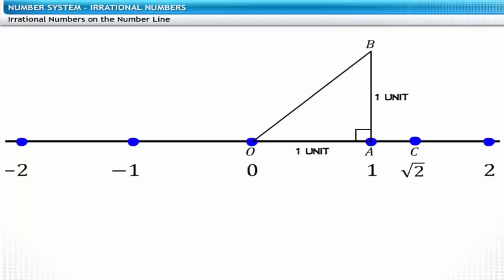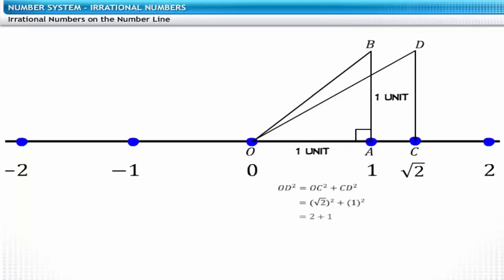Similarly, we can represent square root of 3 on the number line. Let's see how. In the same figure, through C, draw CD perpendicular of 1 unit length. Join OD to get right-angled triangle OCD. Applying Pythagoras theorem for right-angled triangle OCD and substituting the values of OC and CD, we get OD squared as 3. Therefore, OD is equal to the square root of 3.